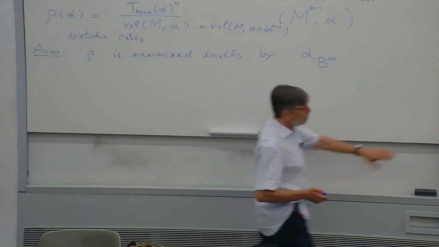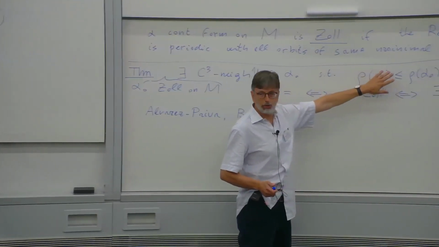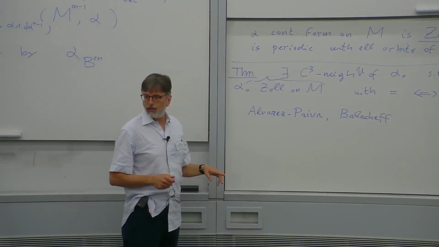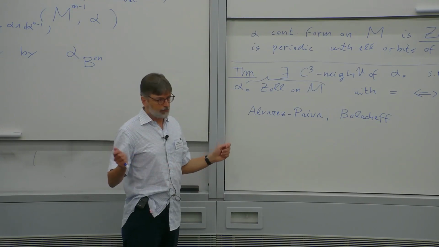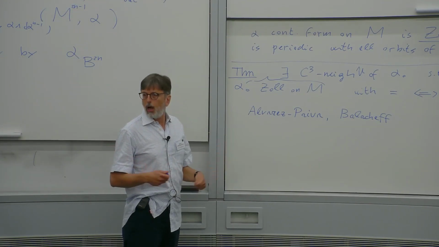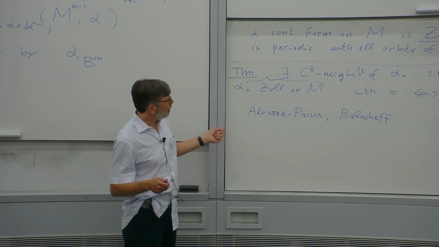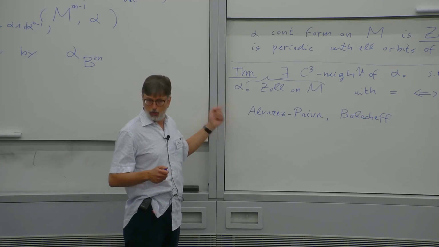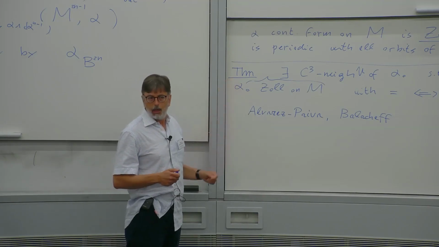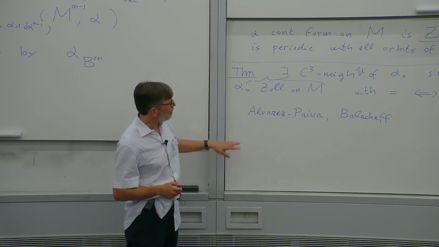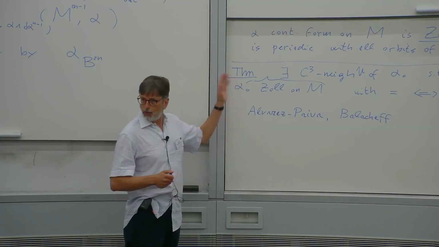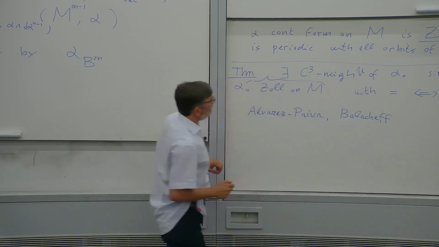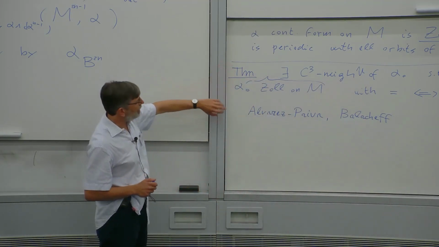systolic ratio. And I should also mention that it's really essential that you are close. If you go far, together with Abbondandolo, Bramham, Hryniewicz, and Salomão, we showed that the systolic ratio can be arbitrarily large. So on every contact manifold, you can find contact forms with arbitrarily large systolic ratio. We showed this in dimension 3, and then Murat Sağlam generalized this to any dimension. Okay, so this is the theorem we are now aiming at.